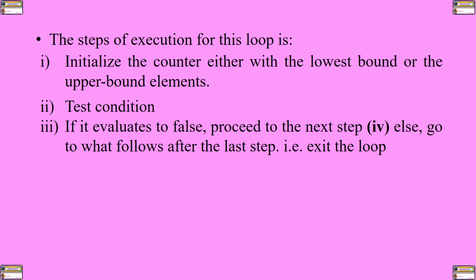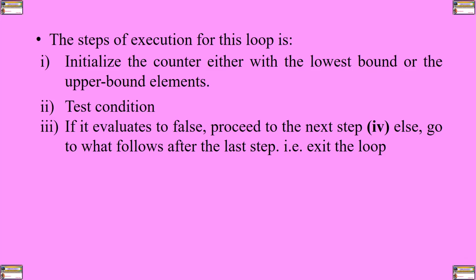Now, the way we set our condition is key. If the condition evaluates to false, we proceed to the next step. The next step is we enter into the loop and start performing the activities there. Otherwise, once the condition evaluates to true, we exit. That is why the statement reads as follows: if it evaluates to false, proceed to the next step, that is step 4, which is entry into the loop, executing the statements.